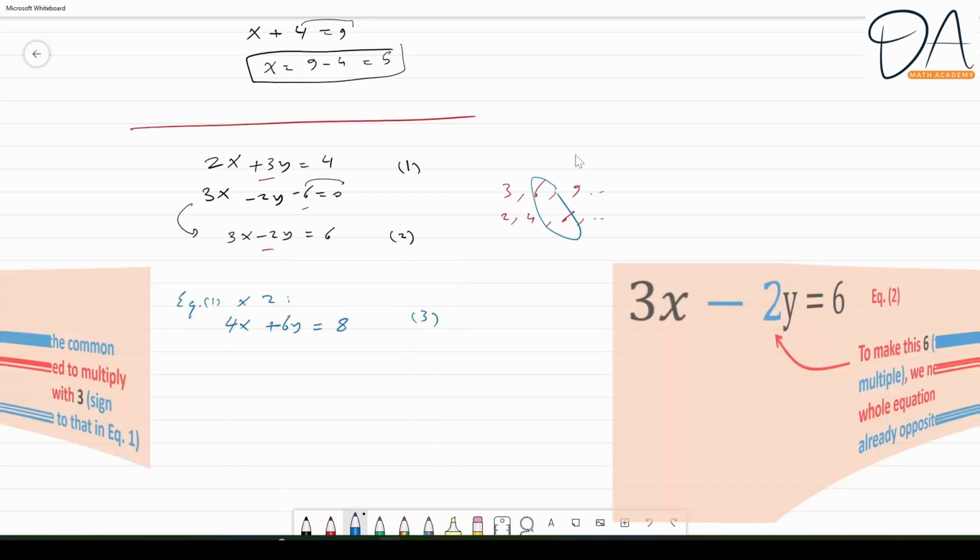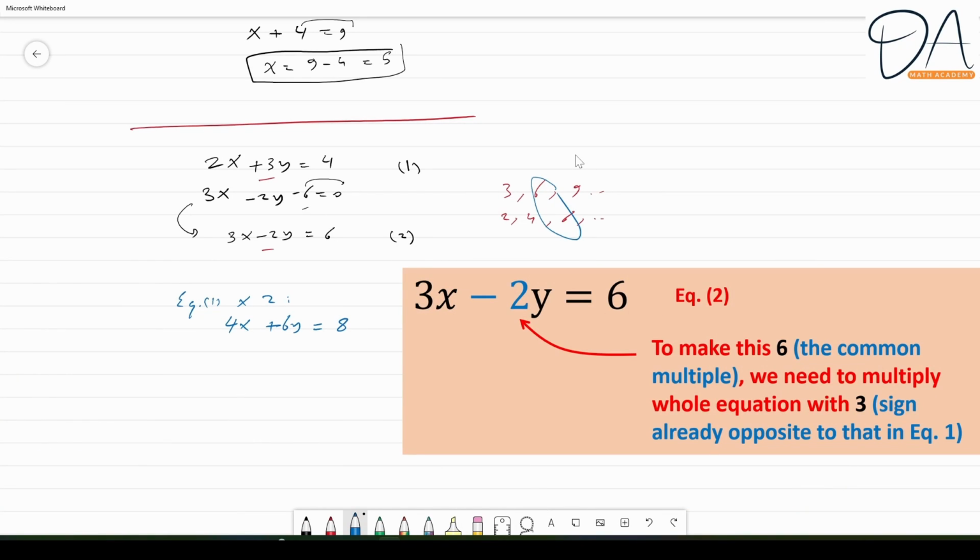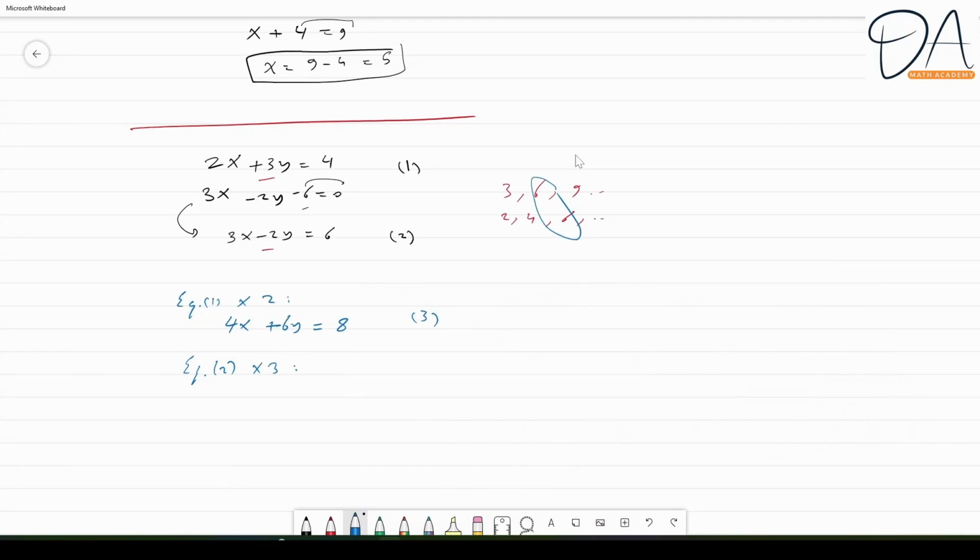Now the second equation, we have the coefficient of y as minus 2. In order to make it minus 6, in this case, multiply with 3. So we multiply equation 2 times 3. 3x times 3 gives you 9x. Minus 2 times 3 gives you minus 6y. And 6 times 3 gives you 18. So equation 3 and 4 are simply equation 1 and 2 after multiplication.